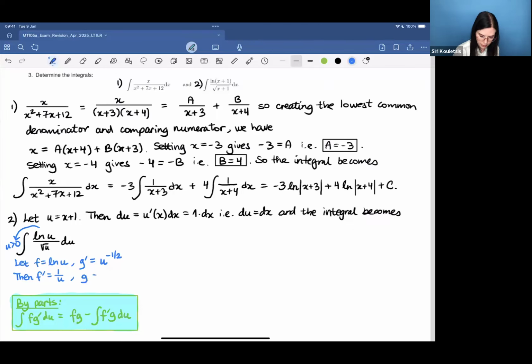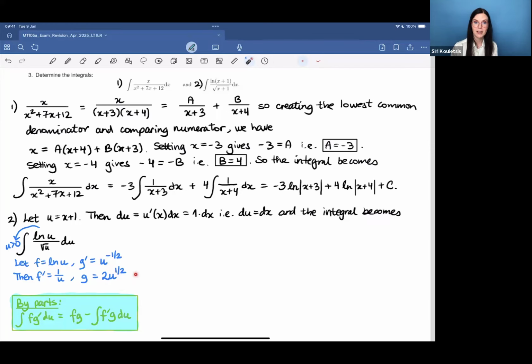and g is g prime integrated. How do we integrate this? We raise the power by 1, so that becomes 1/2, and then we divide by the new power. So 1 divided by a half, 1 divided by 1 over 2 is the same as multiplying by 2. So we get 2u to the 1/2, so 2 root u in other words. And of course, it's worth mentioning that this answer is easy to check, because when we differentiate g, we have to go back to g prime.